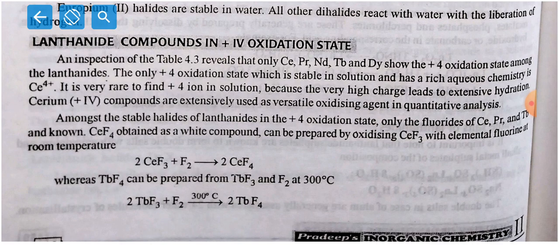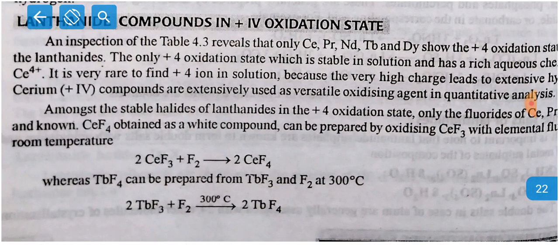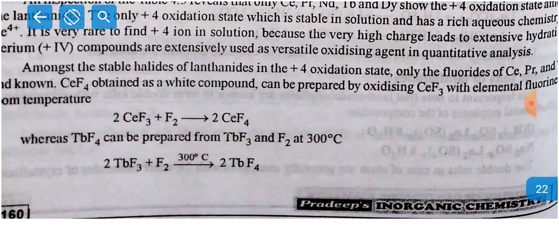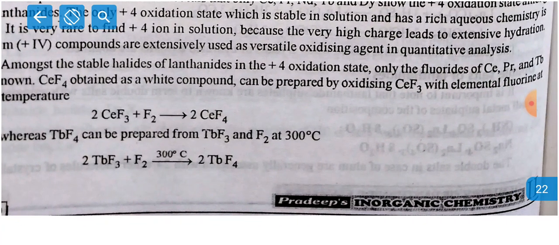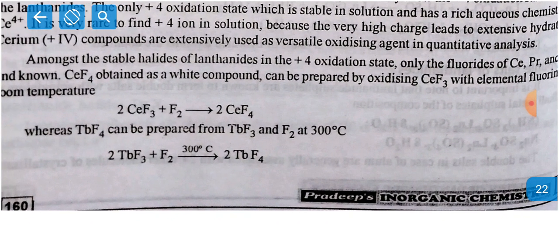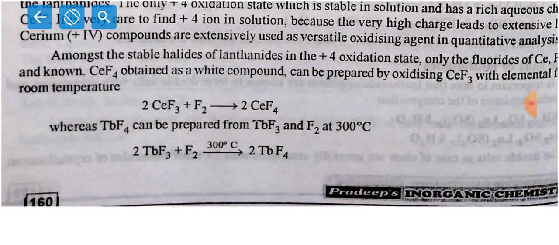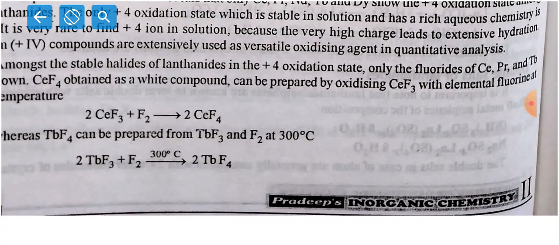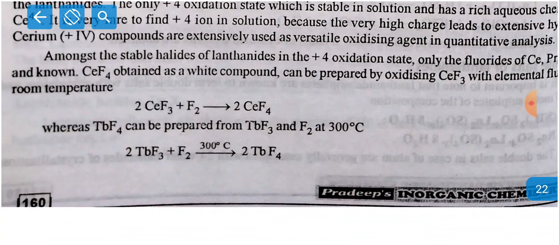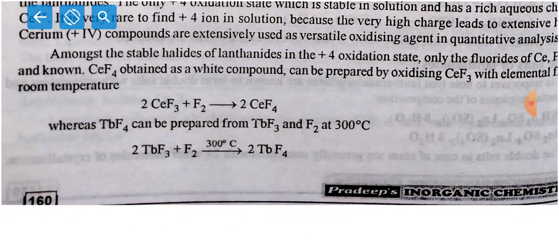Among the stable halides of lanthanoids in +4 oxidation state, only the fluorides of cerium, praseodymium and terbium are known. Cerium fluoride, obtained as a white compound, can be prepared by oxidizing CeF3 with elemental fluorine at room temperature. 2 CeF3 plus F2 gives 2 CeF4, whereas TbF4 can be prepared from TbF3 under F2 at 300 degrees Celsius.